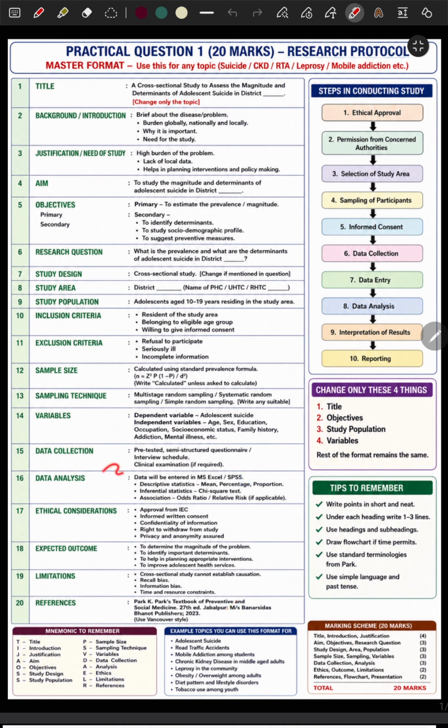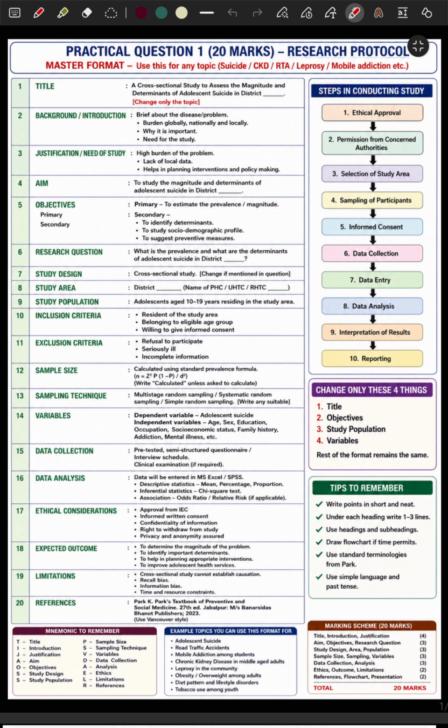So there are 20 points for a research proposal: title, intro, justification, aim, objectives, research questions, study design, area, population, inclusion criteria, exclusion criteria, sample size, sampling technique, variables, data collection, data analysis, ethical consideration, expected outcome, limitation, references. Okay.